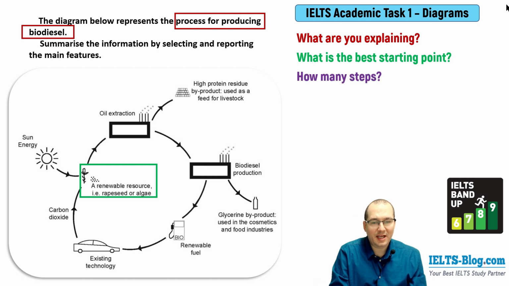Next, how many steps? Well, let's count them through. 1, 2, 3, 4. Now, I didn't count the first step, right? Because that's kind of like the first and the last step. It's kind of like the 0 step, if you will, because that's the starting point and the ending point. Now, if it helps you to remember that as the first step, that's completely fine. You organize your diagram whichever way is more comfortable for you, okay?